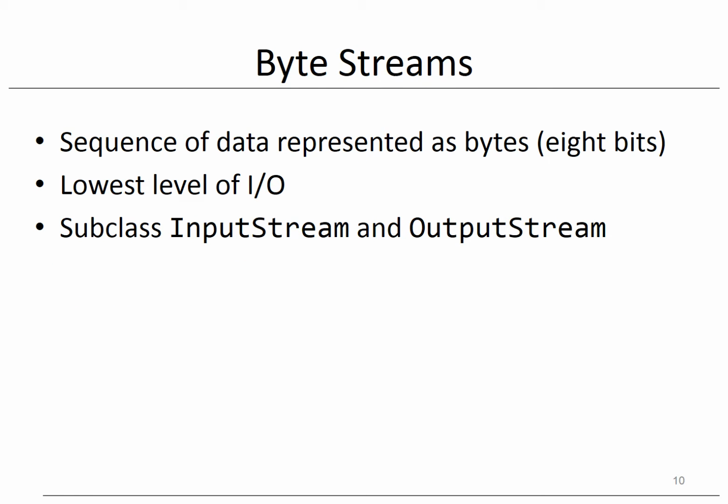As the term suggests, a byte stream is a sequence of data represented as bytes. Remember, a byte corresponds to 8 bits. A byte stream is the lowest level of I/O in Java, so that all other streams are built on them. All byte streams subclass InputStream and OutputStream, both with their own methods. Let's have a closer look.